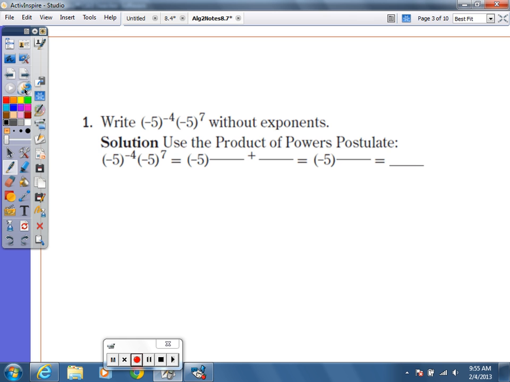Okay, so let's look at this. They want us to write negative 5 to the negative 4th times negative 5 to the 7th without exponents. Use the product of powers postulate. They would like us to add the exponents since the bases are the same. Negative 4 plus 7 is 3, which is negative 5 to the third, which is negative 125.